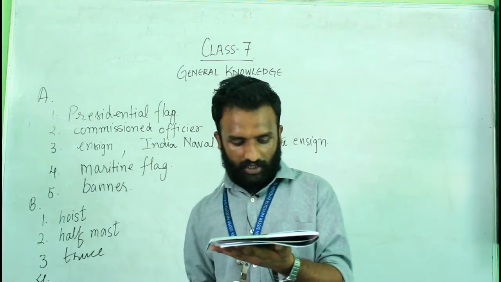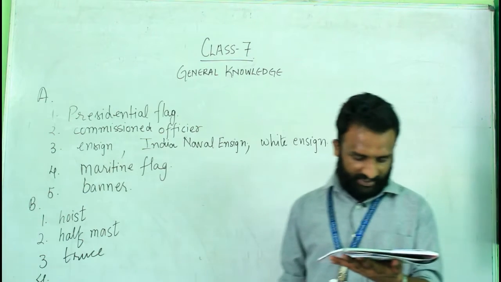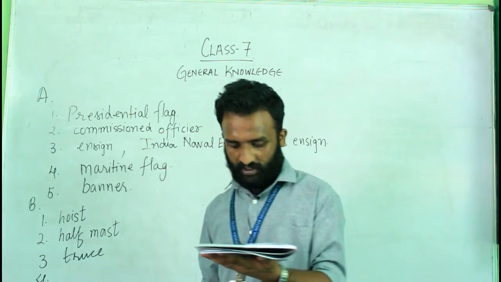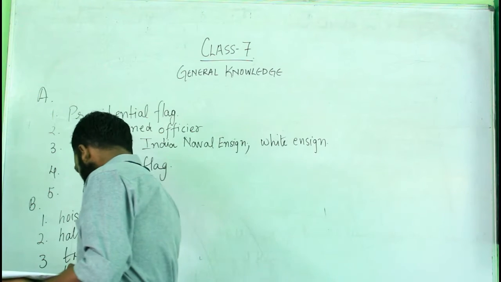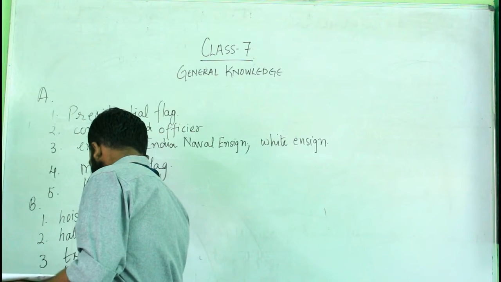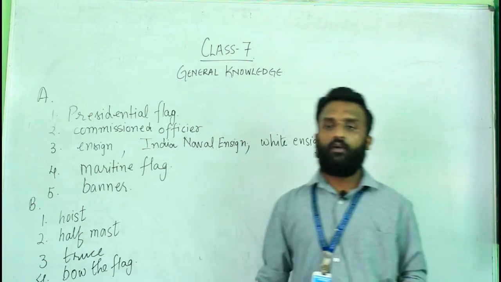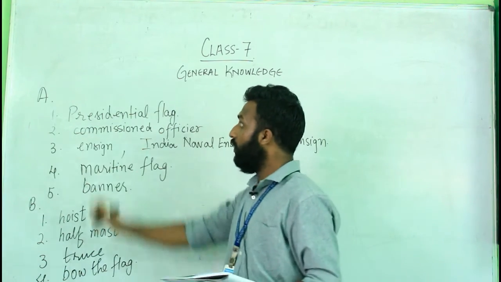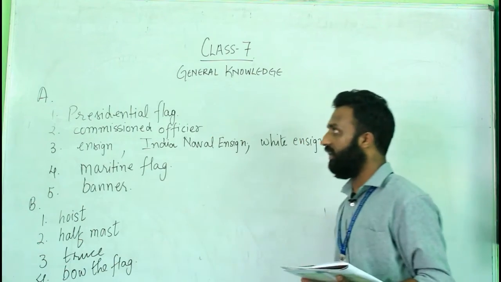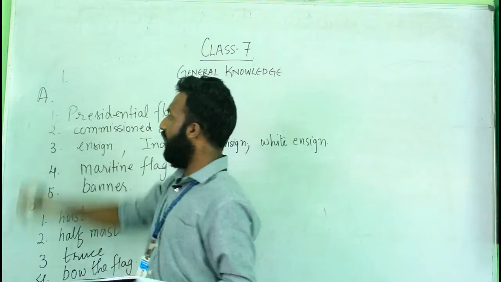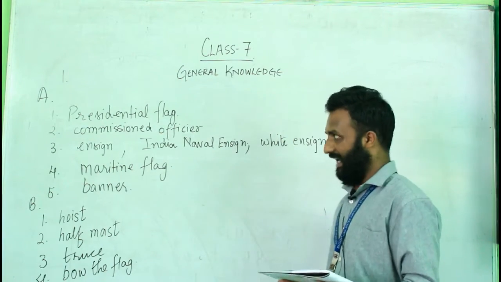Now number 4, the last one from the first chapter of this general knowledge. The flag bearer of a team or a group, while saluting a senior or a dignitary, dashes as they march until the team marches past the dignitary. So it is bow the flag. This is how, from the first chapter, our Indian flag, these are the answers for questions A and B.